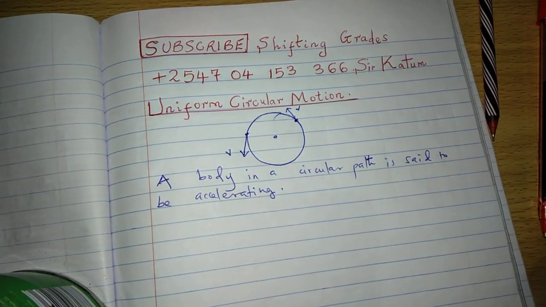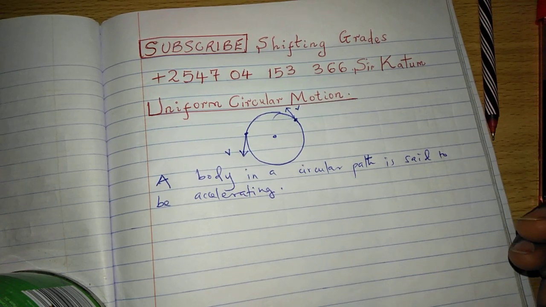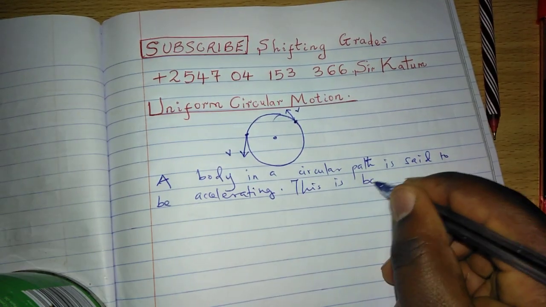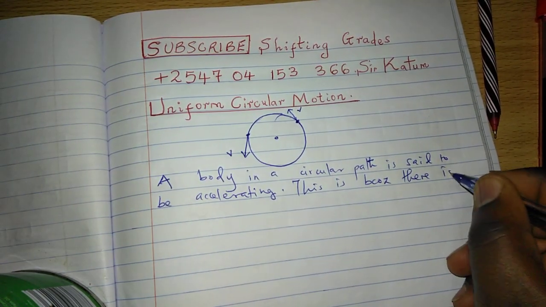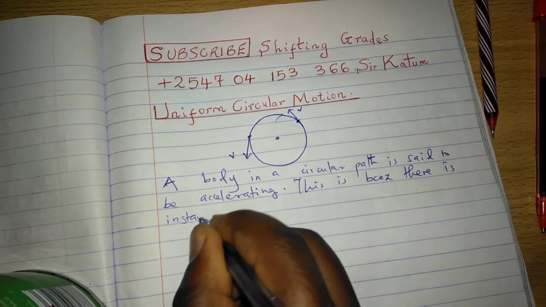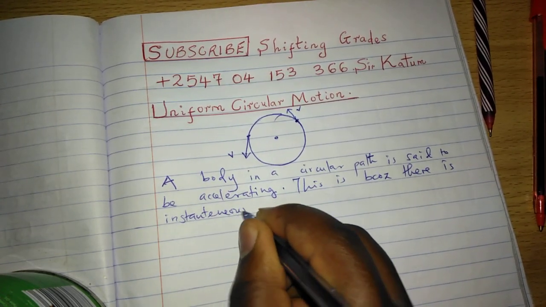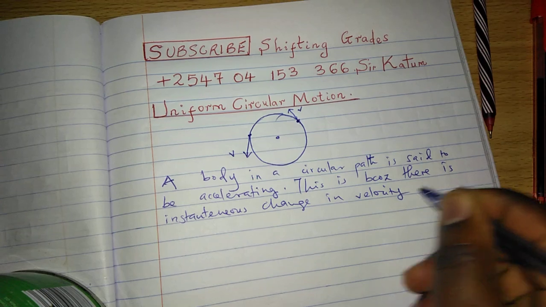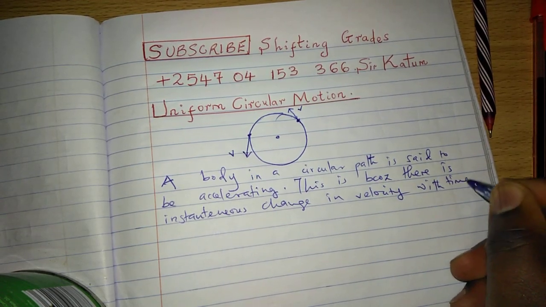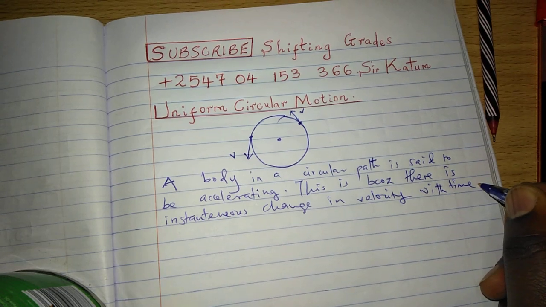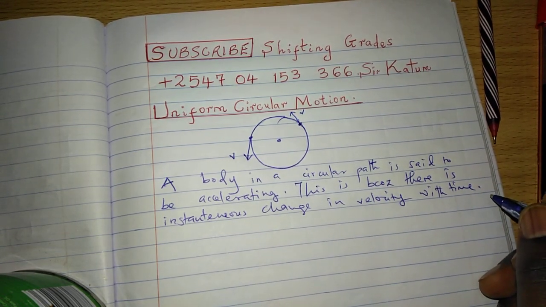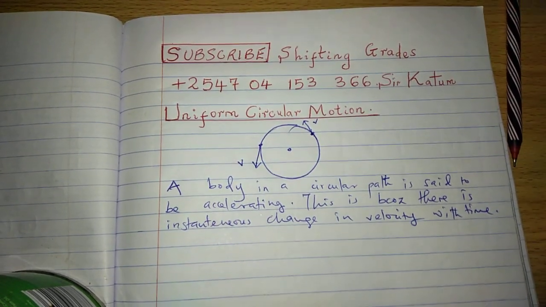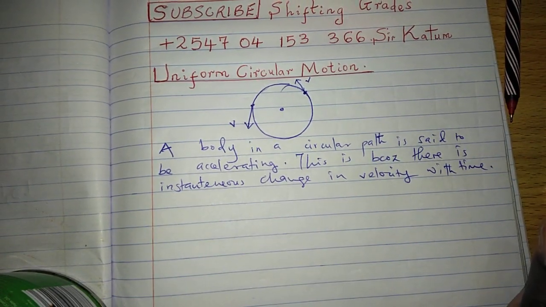Why? We say a body is accelerating when it is in a circular path because there is an instantaneous change in velocity with time. As time goes by, the velocity faces a different direction. And because velocity has the aspect of direction, the velocity has changed. So we say that the body is accelerating.